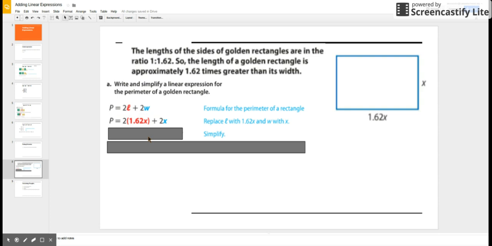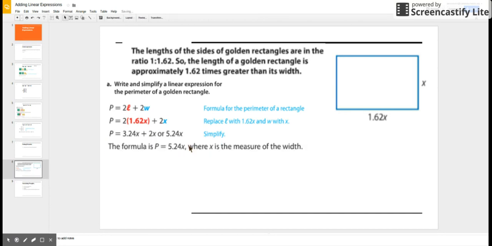And then I'm going to simplify. So you do 2 times 1.62x to get 3.24x plus 2x, right? Or when you add those two together, you get 5.24x. So the perimeter would be 5.24x, where x is a measure of the width. So you can find this entire perimeter just by knowing what the width is.